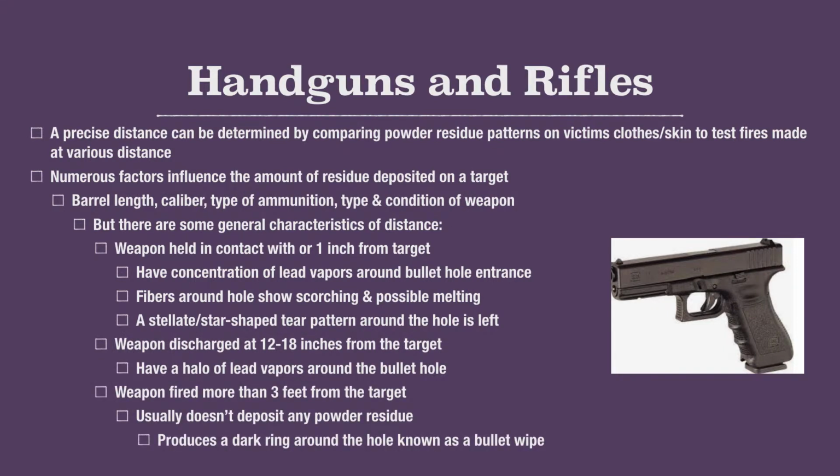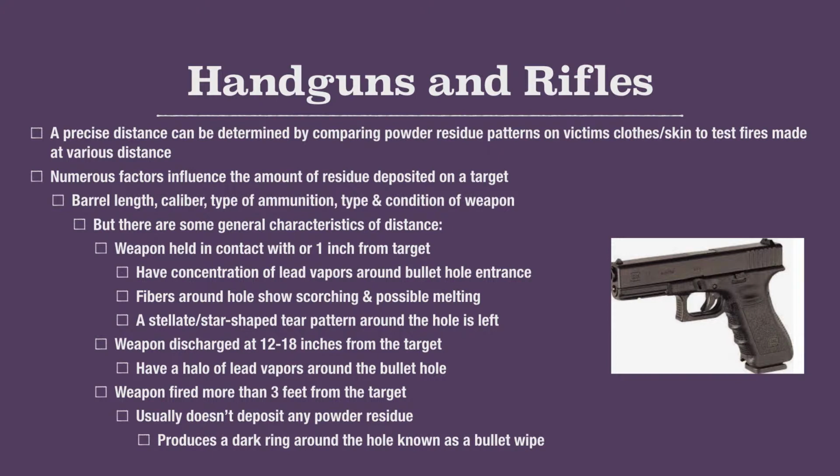If we're looking at handguns and rifles, a precise distance can be determined by comparing powder residue patterns on the victim's clothes or skin to a test fire made at various distances. The test fire must be with the suspect's gun and the suspect ammunition, or the same type and make of ammunition. Due to the spread and the density of the residue, there's wide variation between weapons and ammunition, so it has to be done with the suspect gun.